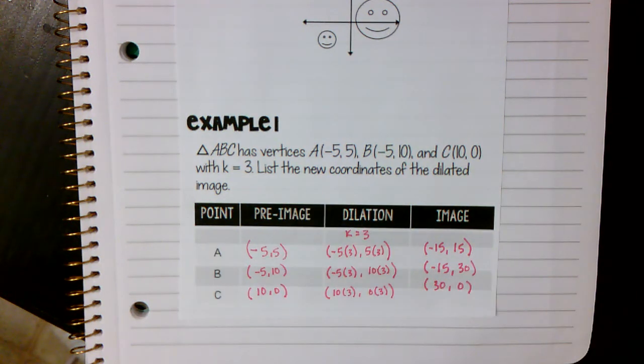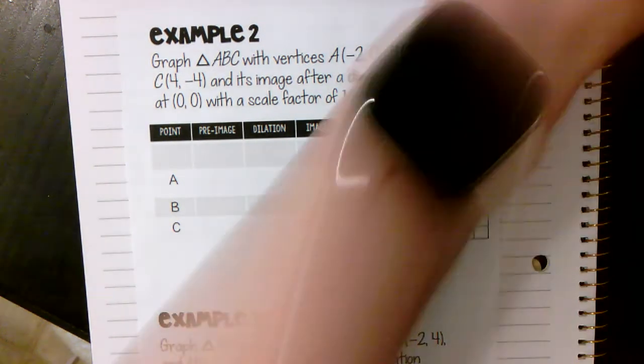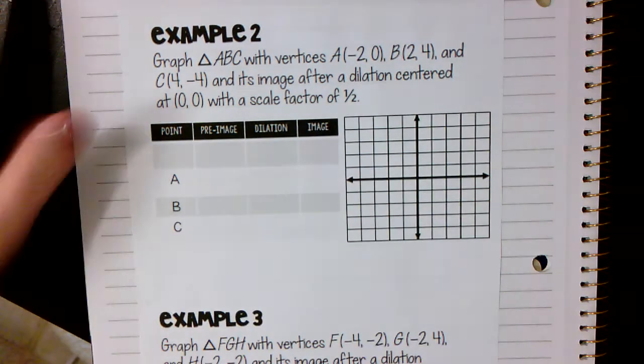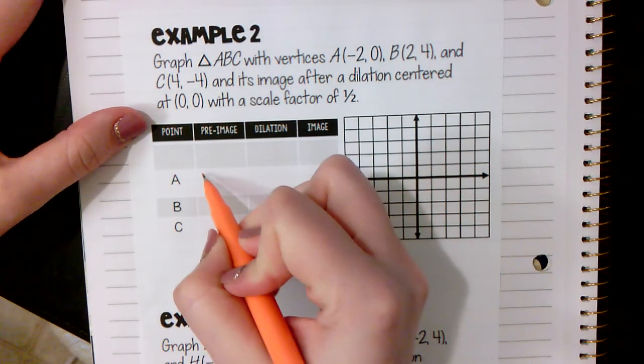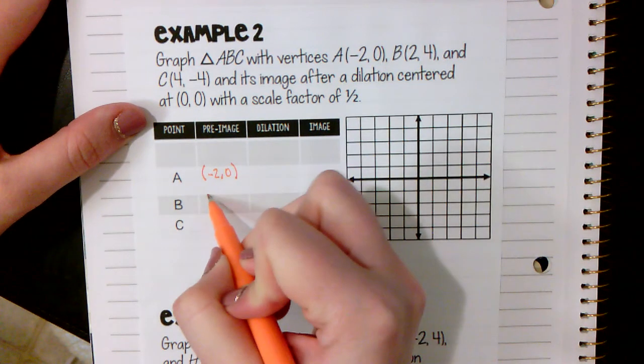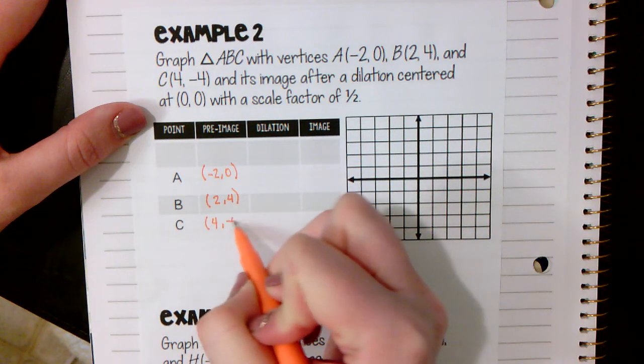Let's do one more together and graph it, and then I'm going to leave the last example for you to do on your own. Flipping over, this is the second page that was attached to today's Google Classroom assignment. This has example 2 and 3 on it. So I'm going to use orange this time. It tells us to graph the triangle ABC, and it tells us those coordinates of A, B, and C. So I'm going to write those down right here. A is -2, 0. B is 2, 4, and C is 4, -4.